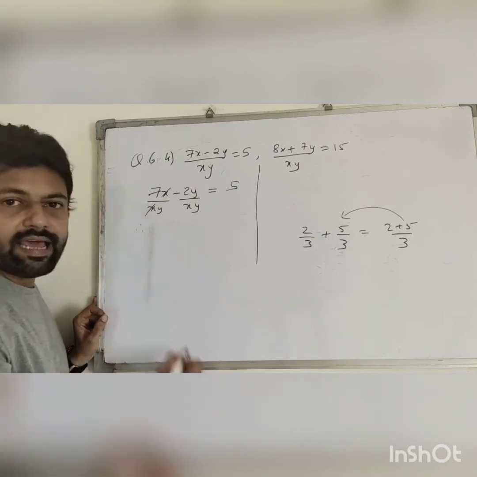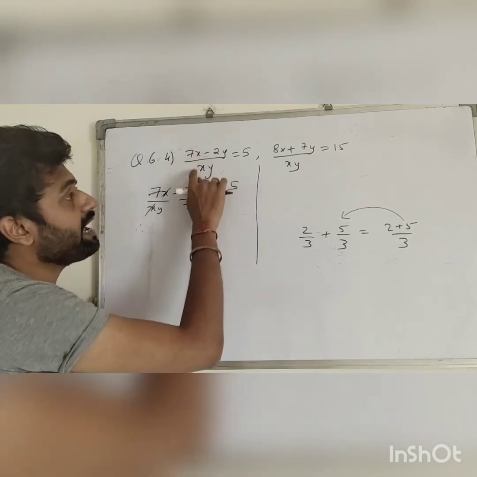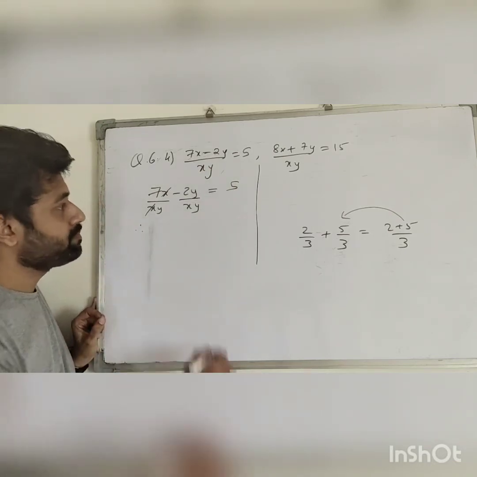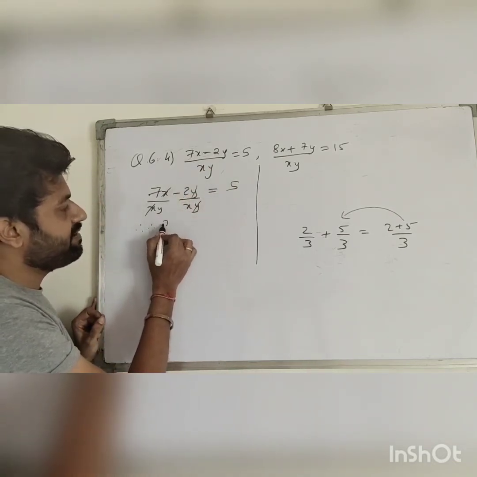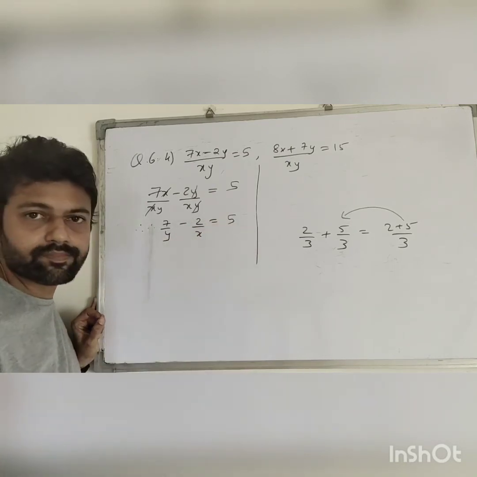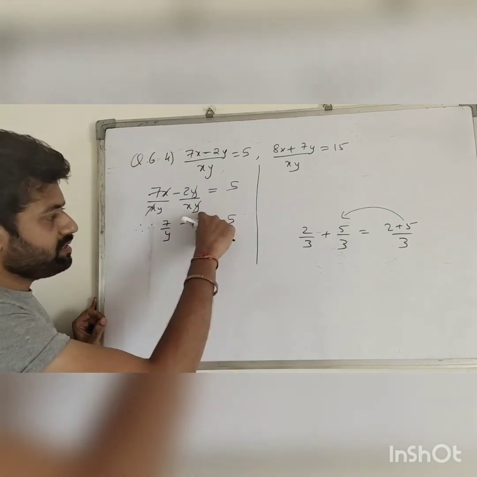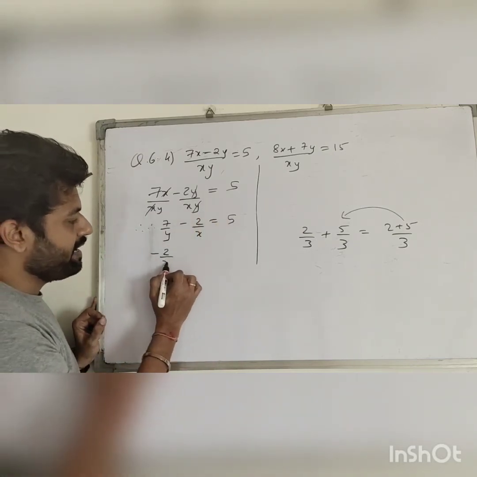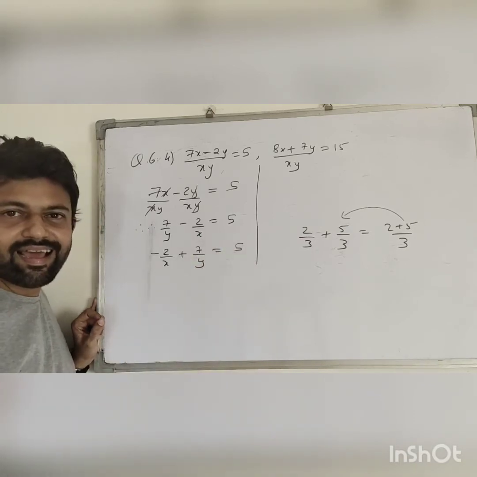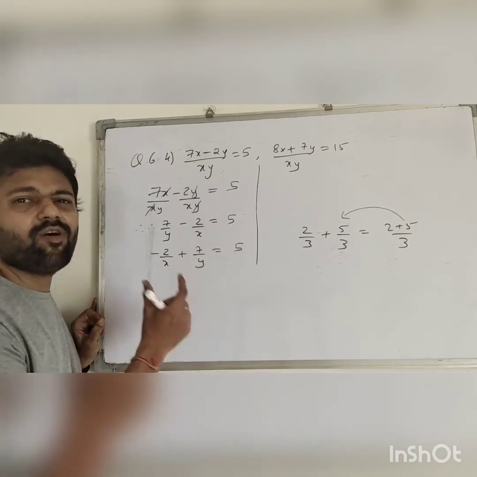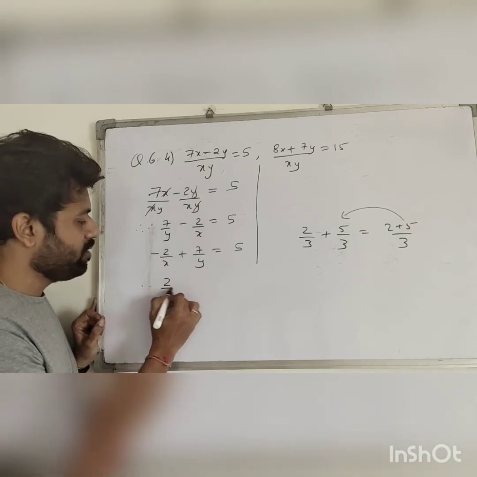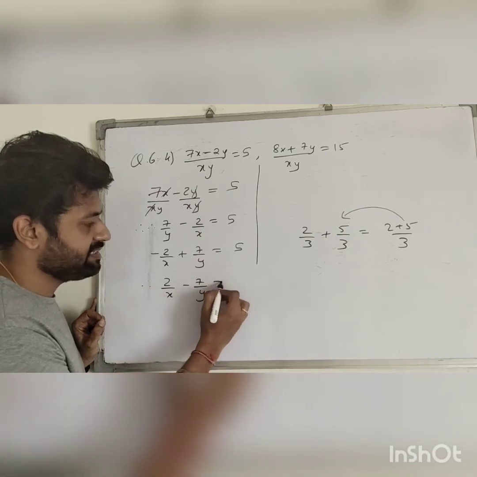Now we can cancel xx. Remember, here xx cannot be cancelled because there is a minus sign in the numerator. Here we can cancel y. We get 7 upon y minus 2 upon x is equal to 5. Arranging x term first, we get minus 2 upon x plus 7 upon y is equal to 5. As always told, we want plus in the first term of the equation. I write 2 upon x minus 7 upon y is equal to minus 5.